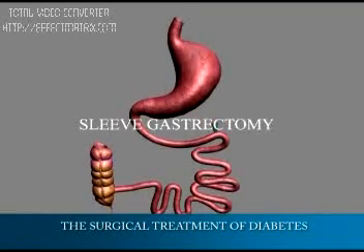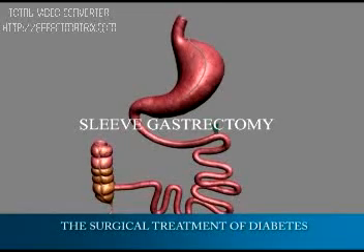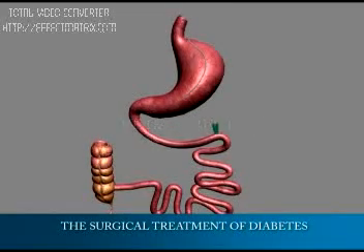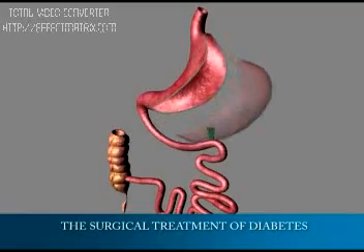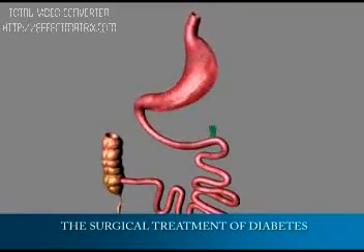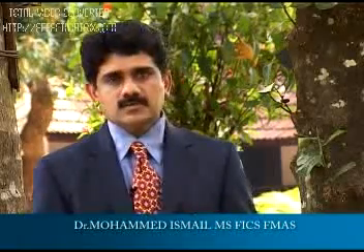All these operations will be combined with a loose sleeve gastrectomy. This has got two advantages. We will get a reduction of the ghrelin level in the bloodstream, which has a better effect on glucose homeostasis, and similarly the early passage of the food from the stomach into the ileum again has got a better glucose homeostasis. So these are the operations available.